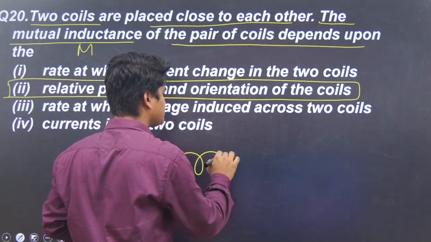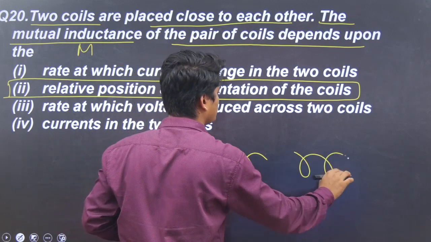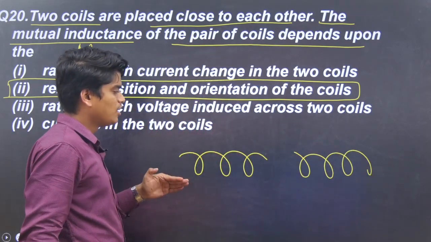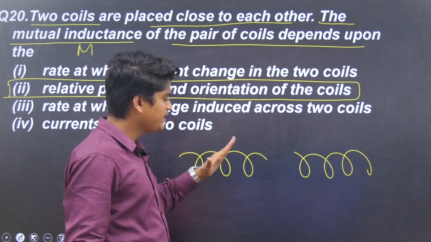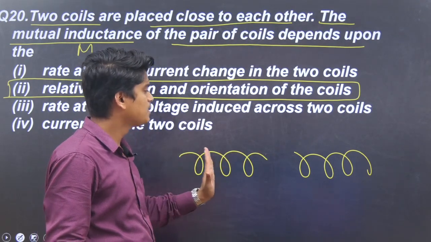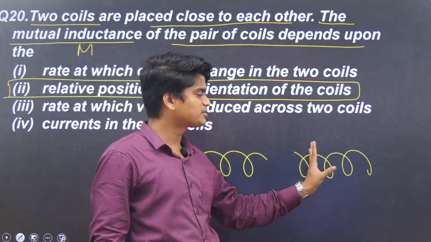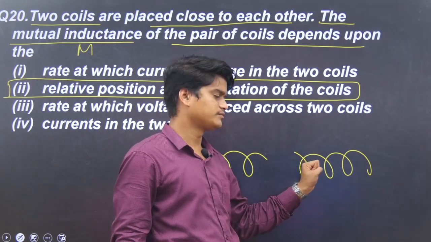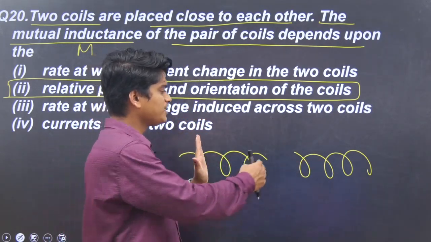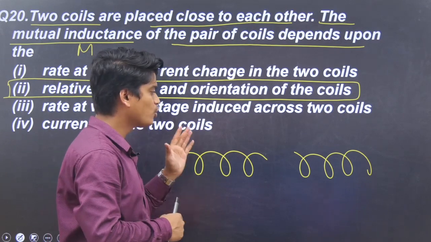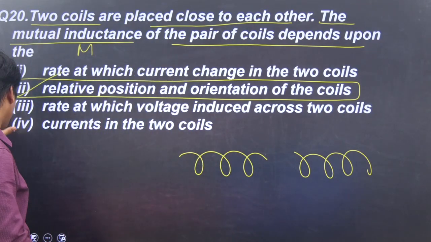Two coils means this is one coil, and this is another coil. If we change some current here, the magnetic flux will change, and that magnetic flux will create some induced current here. That's why this is called a mutual effect, and it depends on the orientation also. Your answer will be the second option.